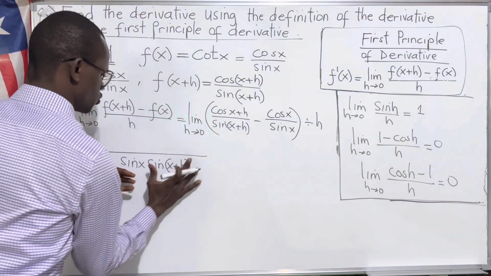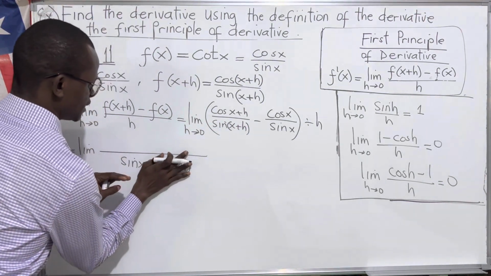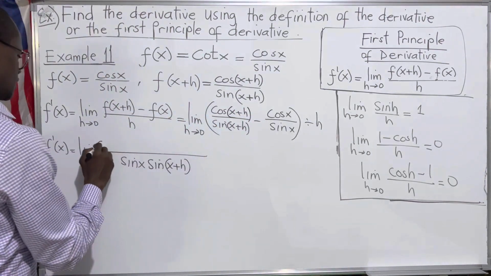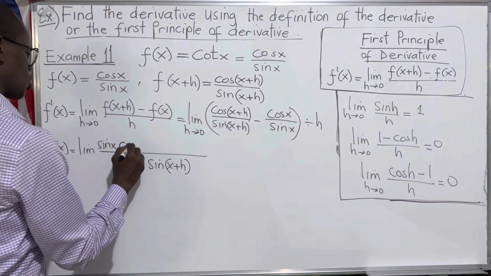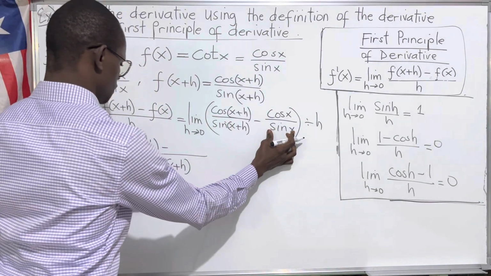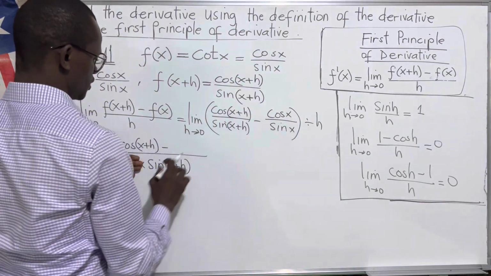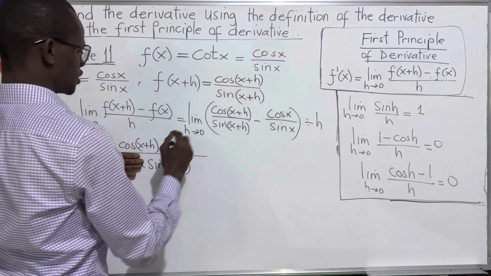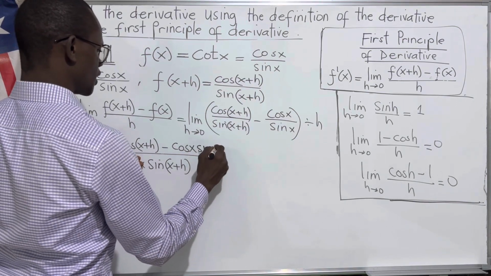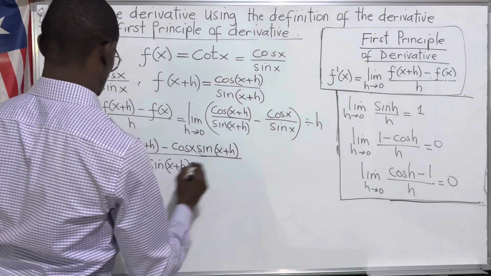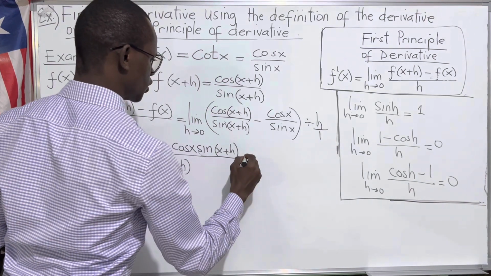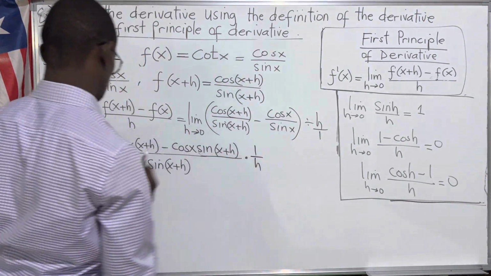So sine of x plus h goes into this, so this will cancel. You'll be left with sine of x times cos of x plus h. Minus, sine of x goes into this one, sine of x will cancel. You'll be left with sine of x plus h times cos of x, as h approaches 0. So we can change this sign to multiplication and reciprocate. We get 1 over h.